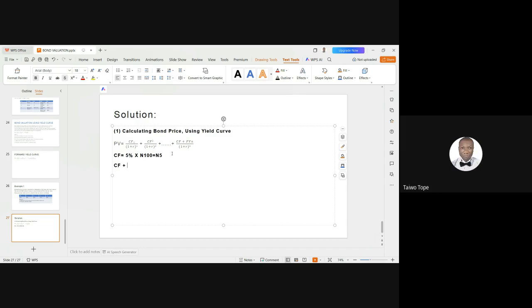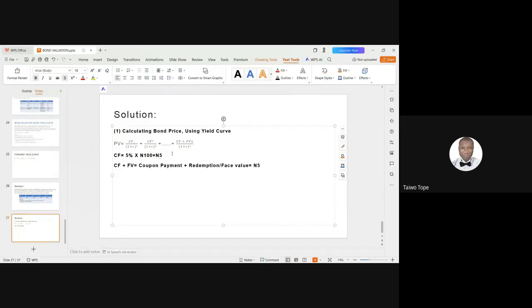Okay, it will be 105. That is cash flow, or coupon payment, plus the future value, that is redemption of face value. Let me define it again: coupon payment plus redemption of face value.